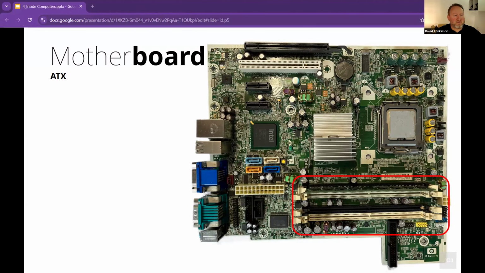Buddy with RAM, Sebastian RAM slots, Luca RAM. Okay, so we can all agree this is where our RAM memory goes. Not all RAM memory is the same, and we'll dive into that when we talk about the memory sections.